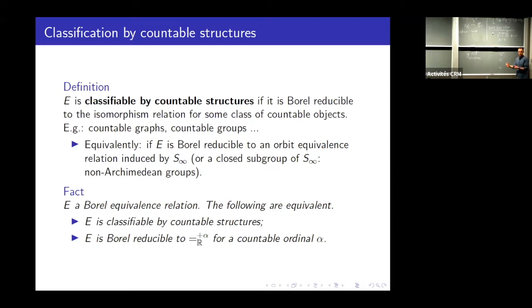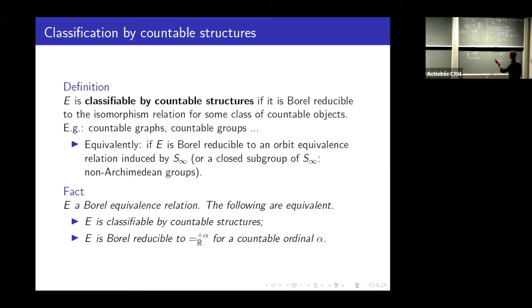So it's natural to ask what is the first one, and these are questions that have been dealt with. Given an equivalence relation which is classifiable by countable structures, we essentially want to compare it to this particular natural hierarchy of equivalence relations, which are all classifiable by countable structures.